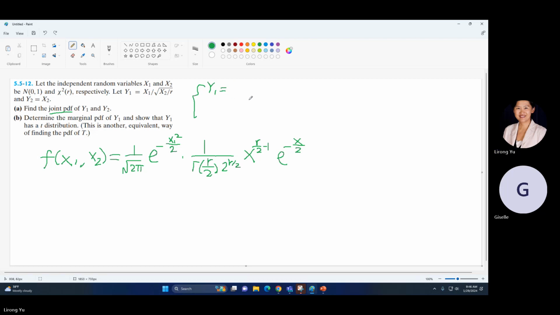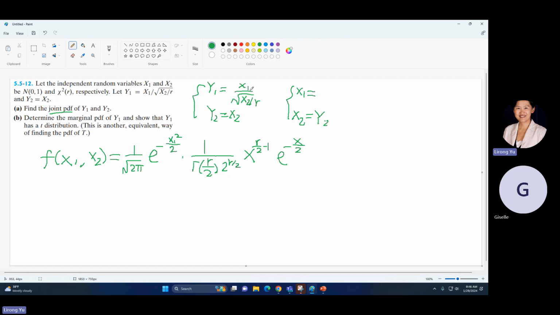Say y1 equals x1 over root of x2 over r, and y2 equal to x2. That means the y2 basically is like something that goes with it. So the main target is really y1. If you want to write the inverse transformation, we're supposed to write x1 and x2. You want to have a representation so we can plug in, right? So x2 equal to y2, so that way you can directly write it.